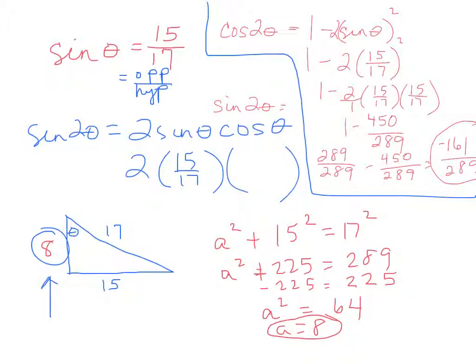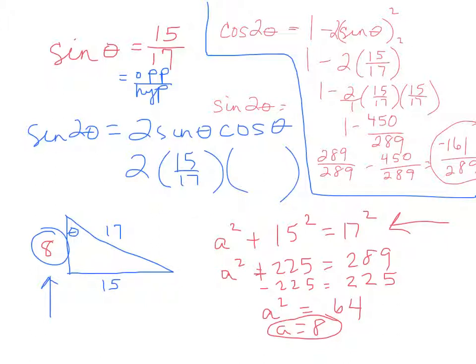So again, the hypotenuse was 17. So it's a squared plus 15 squared equals 17 squared. Or you could have 15 squared plus b squared. It doesn't matter what you call a and b. You just have to make sure you have that 17 squared on the other side of the equal sign. Move your 225 over. You're left with 64. That means the missing side is a nice whole number of 8.